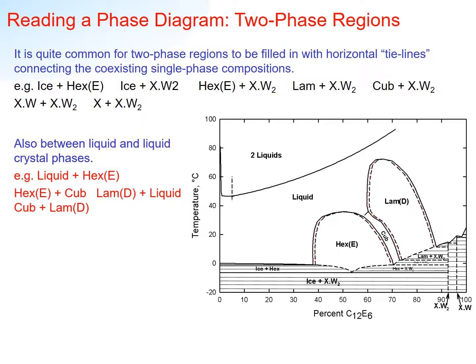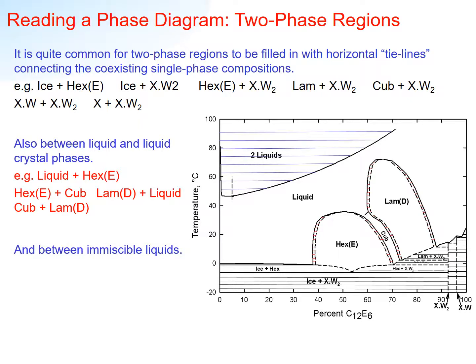The horizontal lines are there to show the coexisting phases are at the same temperature. These also exist between liquid and liquid crystal phases. For example, between the liquid and the hexagonal phase, the liquid and the lamellar phase, the lamellar and the liquid phase over here, cubic and lamellar, cubic and hexagonal, and between two immiscible liquid phases, which happen to form at high temperature. We'll come back to the origin of those later.